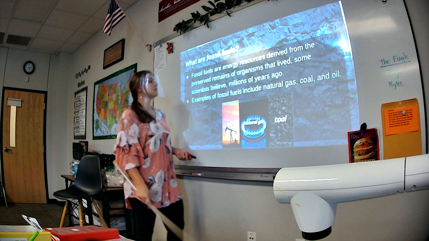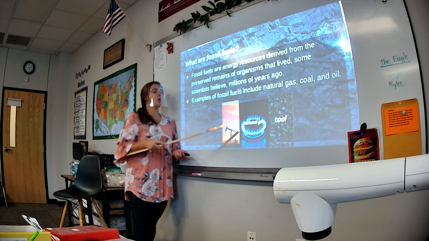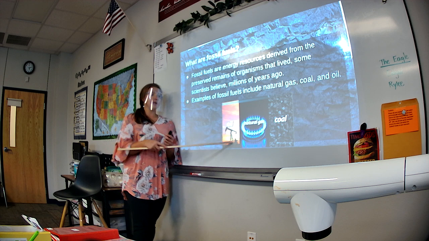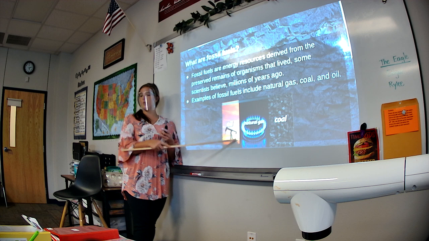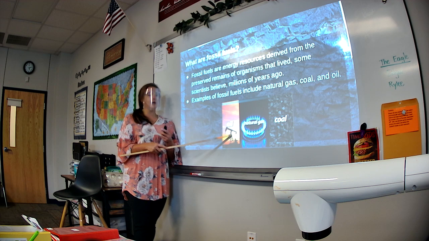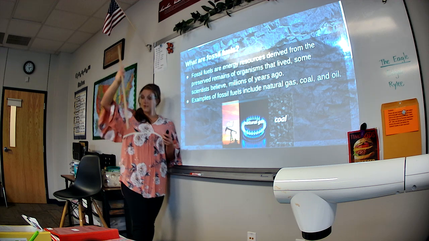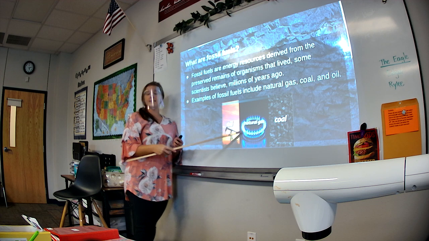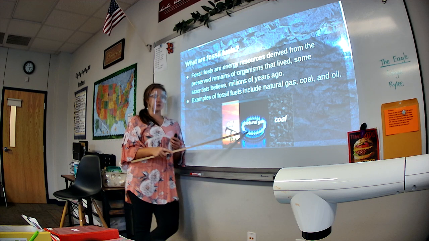So, the three examples of fossil fuels: coal, oil, and natural gas. Oil, you can see these kinds of structures out in West or even South Texas. These are oil rigs or oil derricks. When these machines are going up and down like this, they're drilling into the earth looking for oil. Natural gas: if you have a gas stove or even a gas fireplace, that's what you're using.